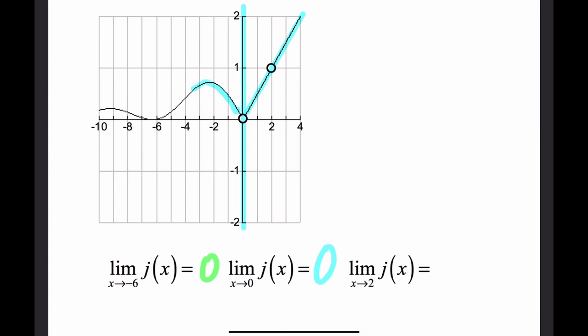And again, I want to see your justifications, right? And then as x approaches 2, let's see here. As x approaches 2, from the left, I'm getting really close to the y value of 1. And from the right, I also get close to that y value of 1. So all three of these have a limit that exists. Make sure to write your justifications.